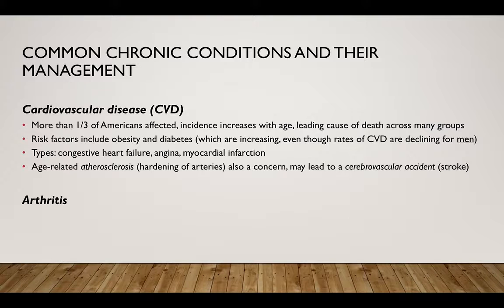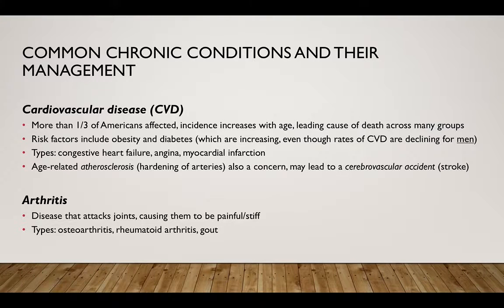Arthritis is another common chronic condition among older adults. It is a disease that attacks the joints, causing them to be painful and stiff. There are three main types of arthritis: osteoarthritis, which is when the cartilage rubs away, causing pain and stiffness; rheumatoid arthritis, which is an autoimmune disease, meaning the body attacks itself and may even damage the nervous system; and gout, which is very painful and usually presents in the big toes. Foods rich in purines, such as liver and dried beans, alcohol, being overweight, and certain medications may be risk factors.